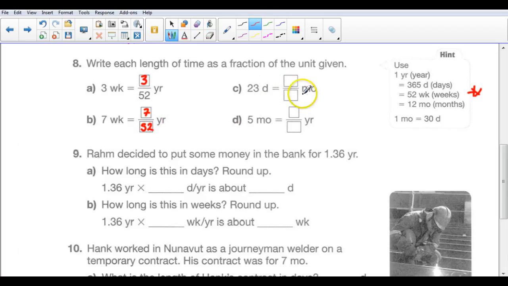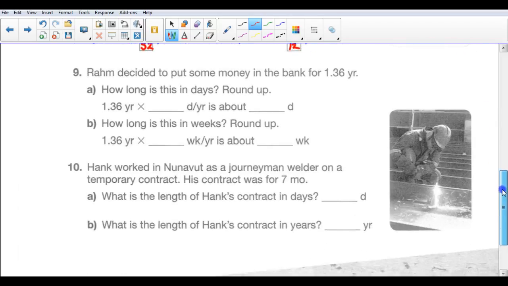23 days is equal to what fraction in months? Okay, 23 days. So we're talking about 1 month being 30 days. So it's just 23 out of 30. And that fraction, 23 out of 30, will give us the time in months. 5 months is equal to what over what in terms of years? Well, we're talking about months here, and there's 12 months in a year. So it's going to be 5/12 of a year. Okay, that's what 5 months is, 5/12 of a year.